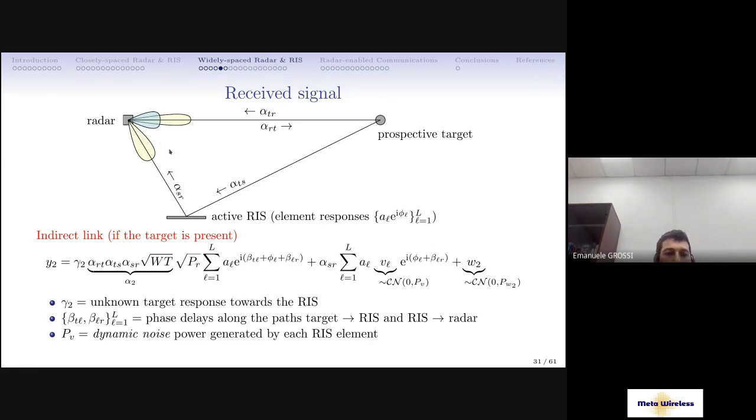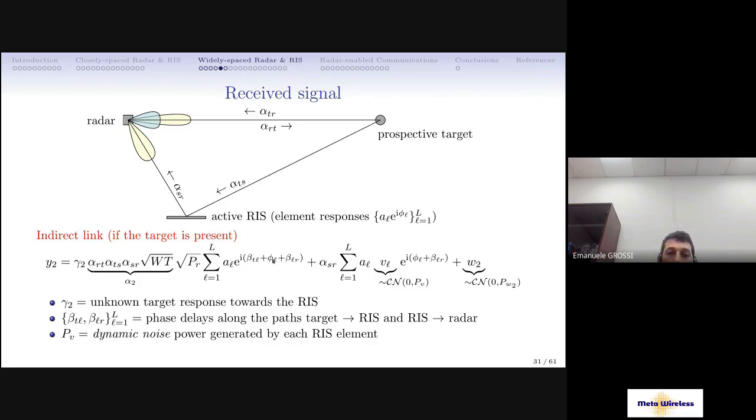I just want to stress one very important fact: the phase terms beta_TL, so from the target to the element of the RIS, are actually known. They are the first term of a steering vector pointing towards the expected direction. Also, the phase terms beta_LR, so from the Lth element of the surface to the radar, are also known. They are, again, the phase shifts of a steering vector pointing towards the radar, which is located in a known position. Therefore, the RIS phase optimization problem is trivial.